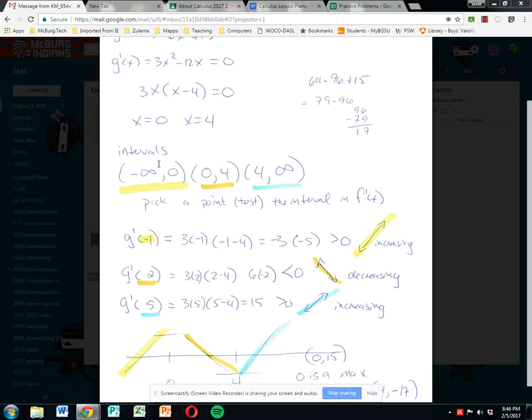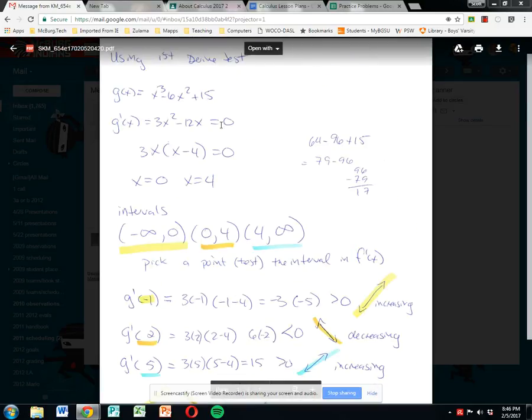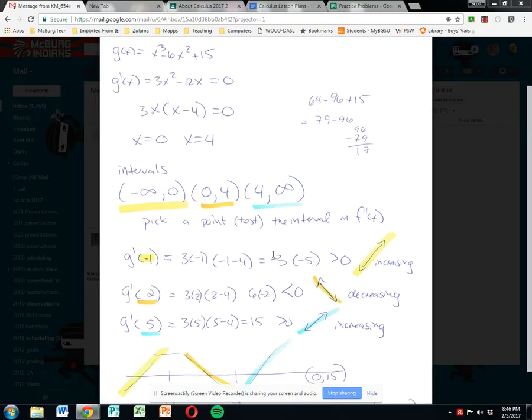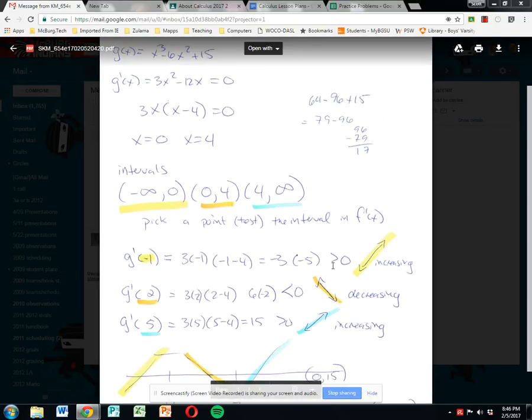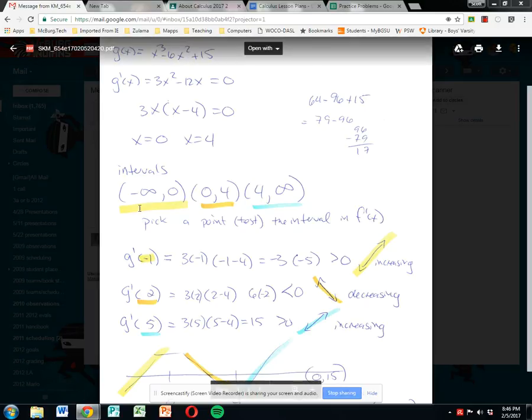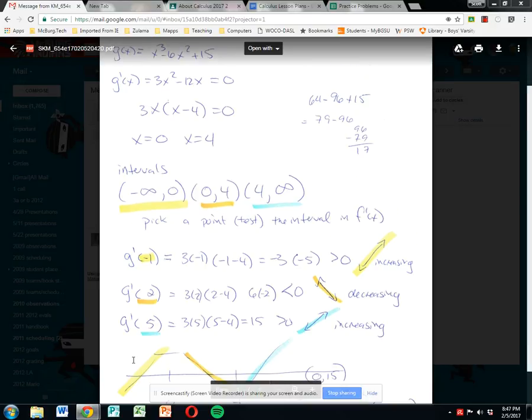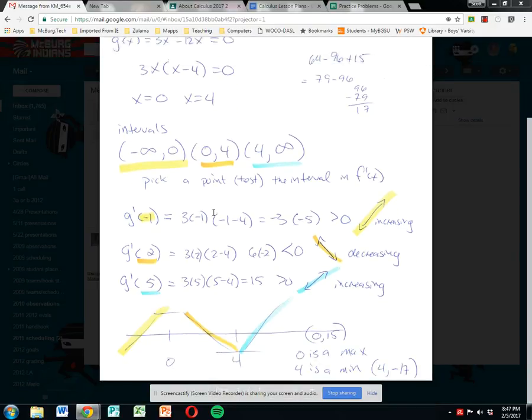On the first one, I picked -1. On the second one, I picked 2. And on the third interval, I picked 5. I plugged all of these into the derivative. So -1 gave me a negative times a negative, which was greater than 0. So on this particular interval, it should be increasing. Negative infinity to 0, I have an increasing graph.